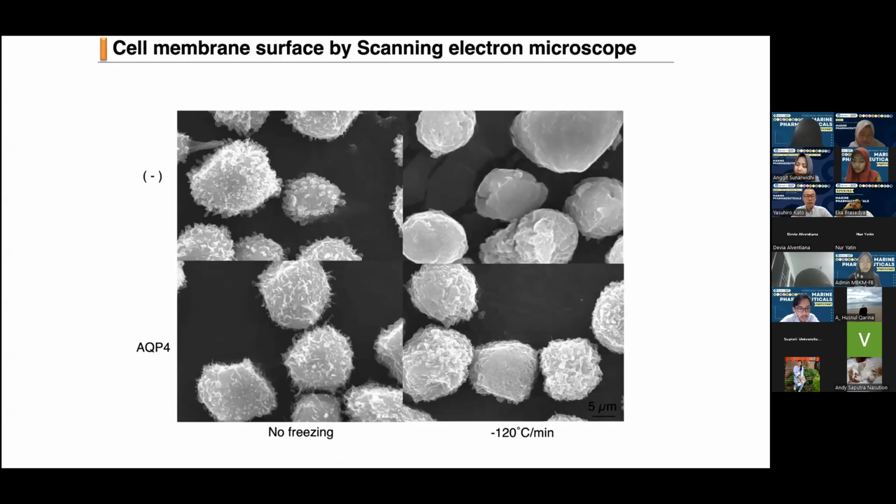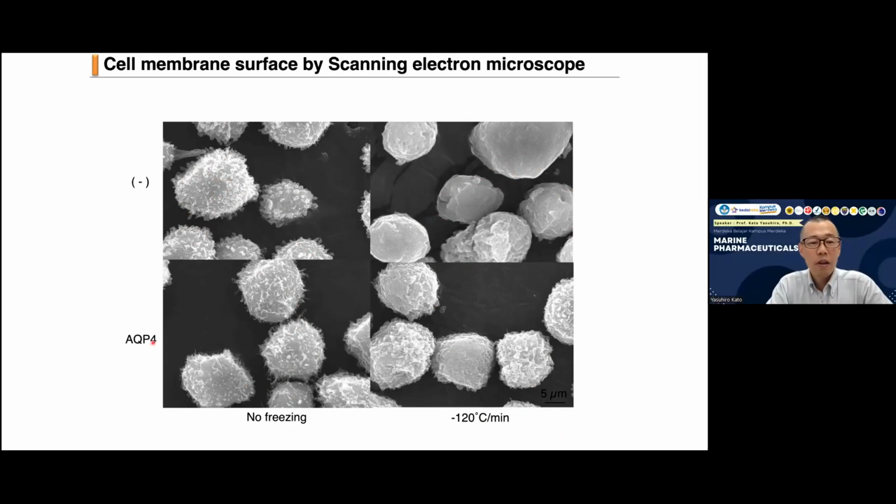Here is the cell surface under scanning electron microscopy, SEM imaging. Here is non-freezing, and the right side is quick freezing in liquid nitrogen. The upper panel shows the normal cell. Here is the surviving cell, and then this one could not survive, the cell just flattened. However, AQP4 expression cells could survive in both cases, non-freezing or in liquid nitrogen.